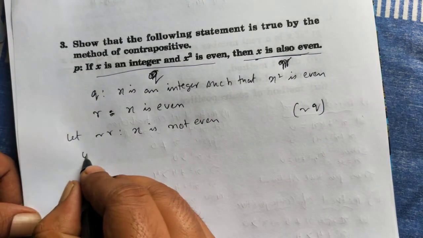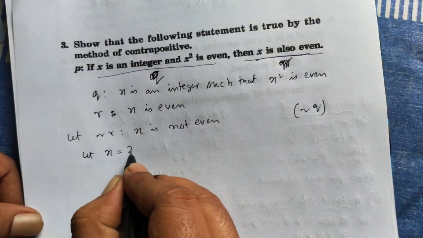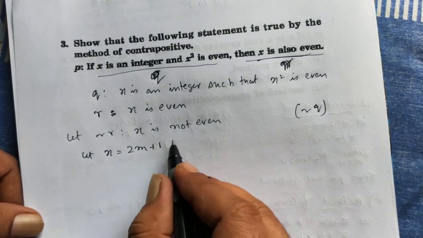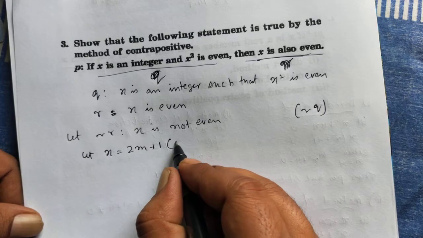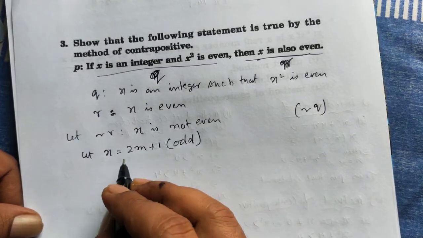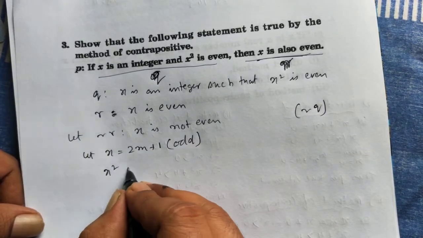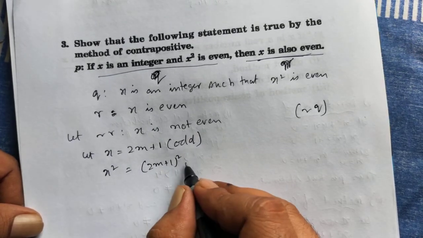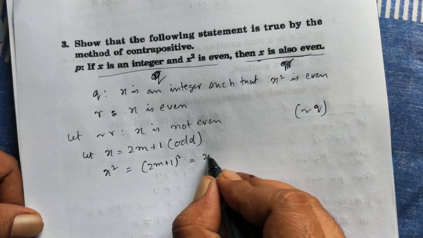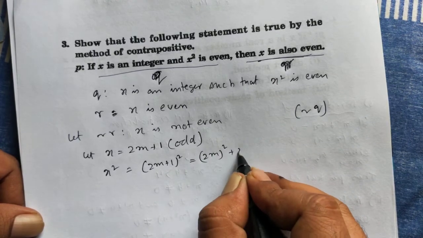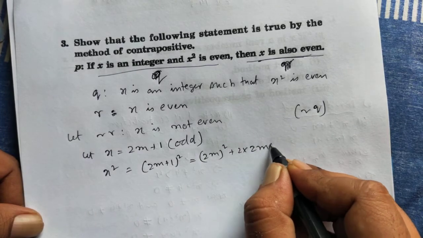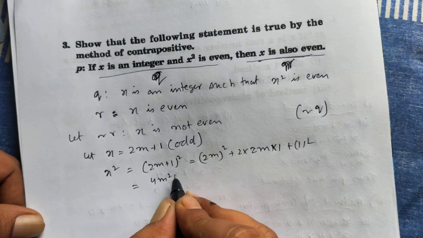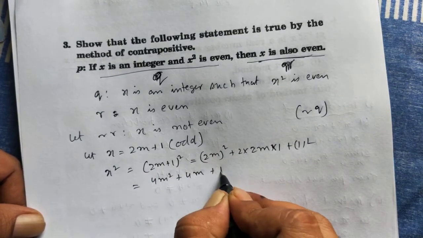So we consider, let X equal to 2m plus 1. If X is not even, that means X is odd. That means 2m plus 1 is odd. Now we'll square it. 2m plus 1 whole square. If we square this, a square plus 2ab plus b square, we will get 4m square plus 4m plus 1.